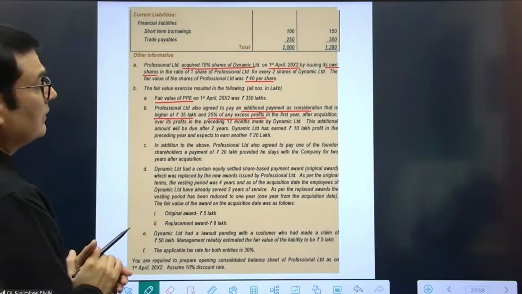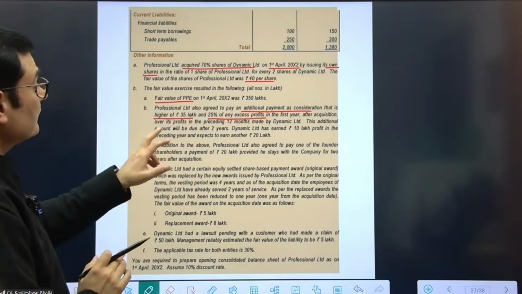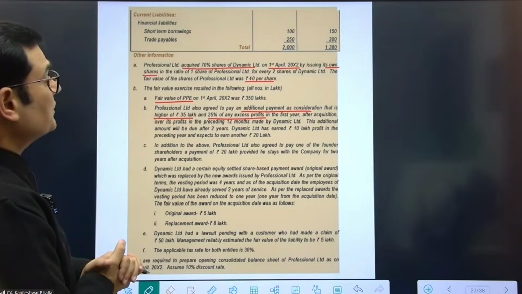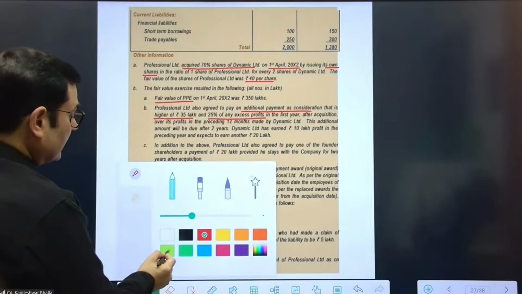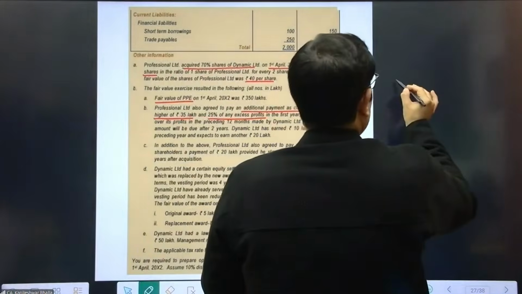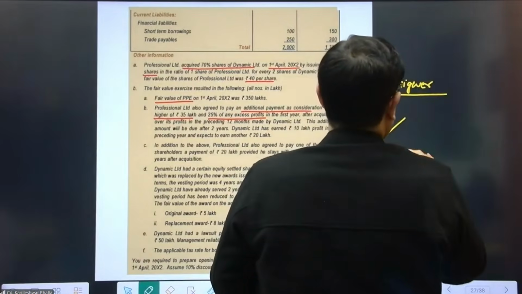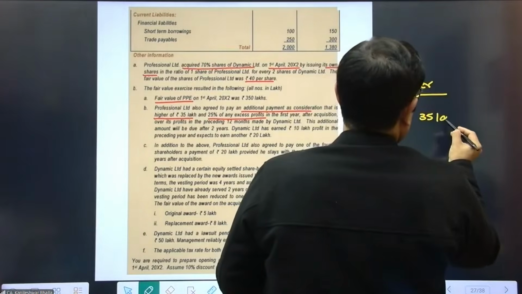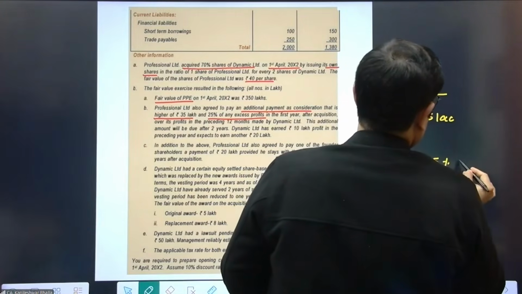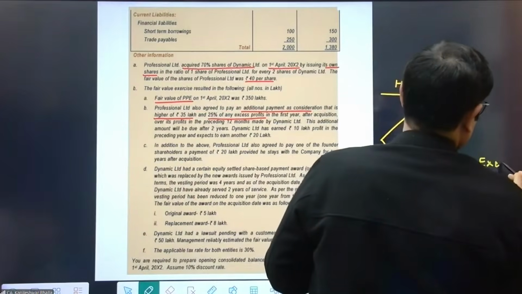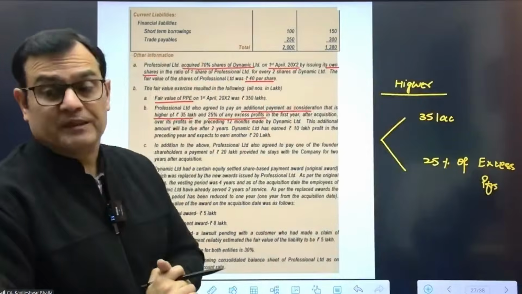Now, this needs a little evaluation at this stage. It says professional agreed to pay an additional payment, which is going to be the greater of the two. Let me write it down and understand this in great detail. It is supposed to be 35 lakhs, or 25% of any excess profits. So whichever is greater, that payment is to be given.